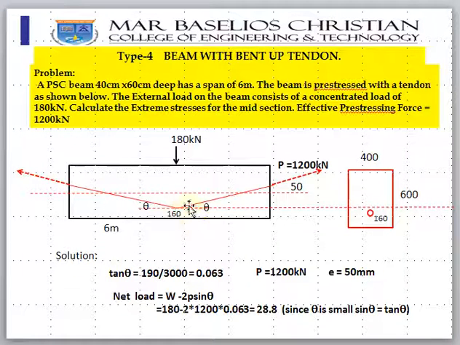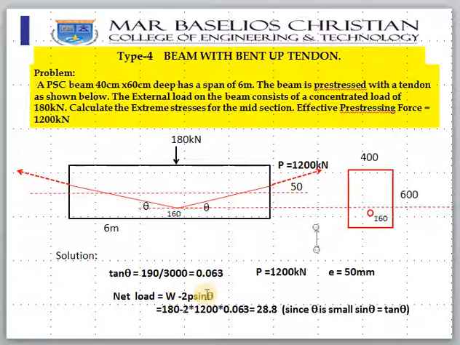Same thing. So find out tan theta. When you find tan theta, you should take this distance from here to this, divided by this distance. So this distance you will get 190, and divided by 3000 you will get 0.063. So P is equal to 1200 kilonewton and E is 50. So you should take E as 50. From the neutral axis it is 50. The tendon is 50 above.